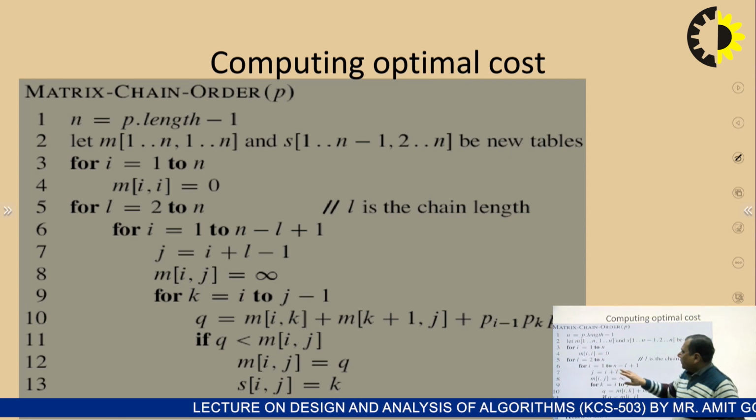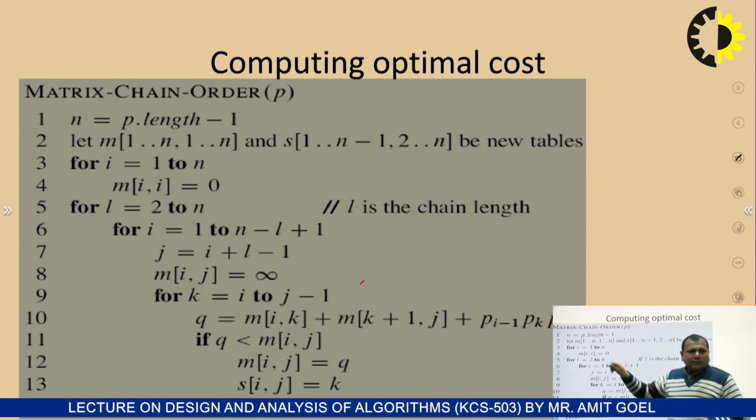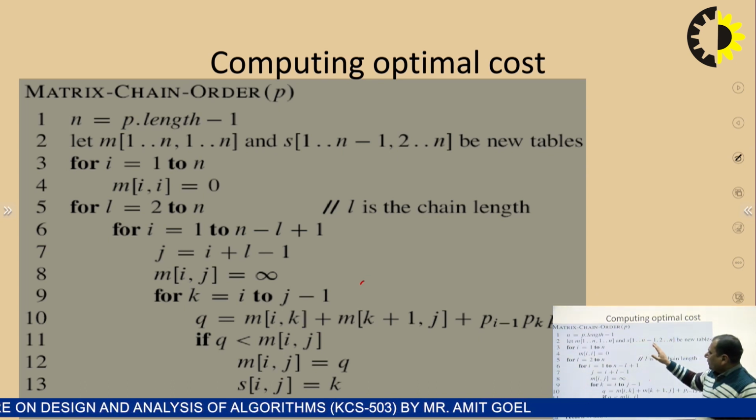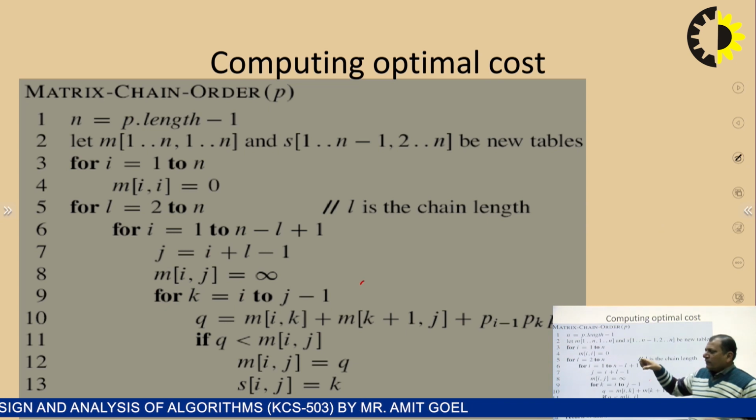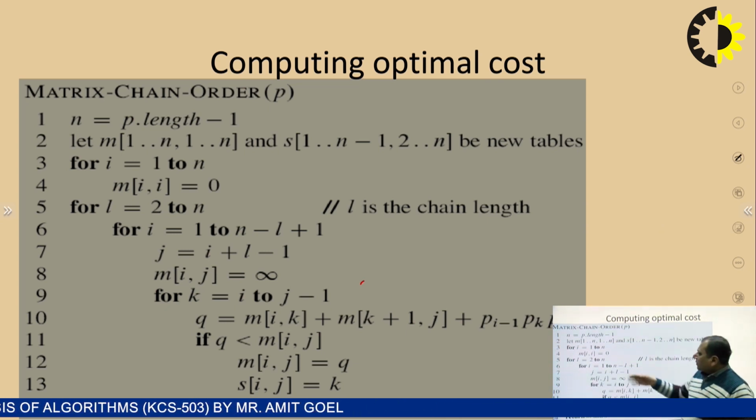First is the m table, which will provide you the number of scalar multiplications. And the s matrix, the s table, will provide you where we have to put the parentheses. Now this is the formula, this is the algorithm.